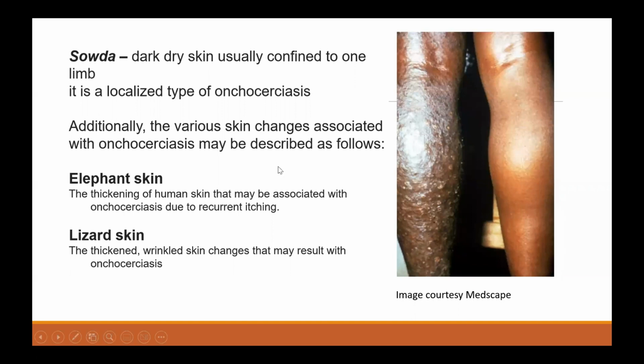So that's that. But these microfilarial worms still circulate around the body and can cause itching. The lizard skin is as a result of the itching. So you have thickened skin. Lizard skin and elephant skin are almost the same thing and are associated with chronic infection with onchocerca. So that's essentially the difference between them. Elephant skin and lizard skin, probably very similar. It just shows that skin is rough, dry, wrinkled, and thickened.